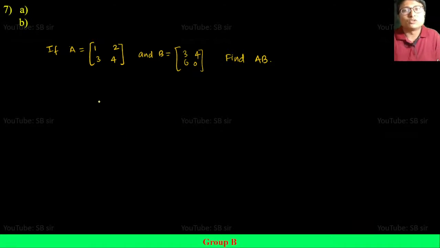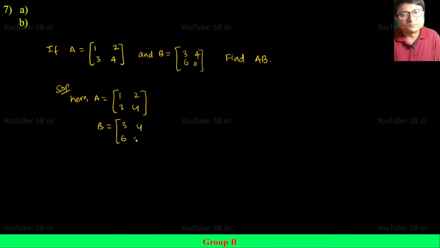What you have to do here is you have to find the product of the two matrices A and B. So here A is equals to [1, 2; 3, 4], B is equals to [3, 4; 6, 0]. So we have here two matrices. We have to find the product of these two matrices. How to find it? So let's find the product of the matrix.